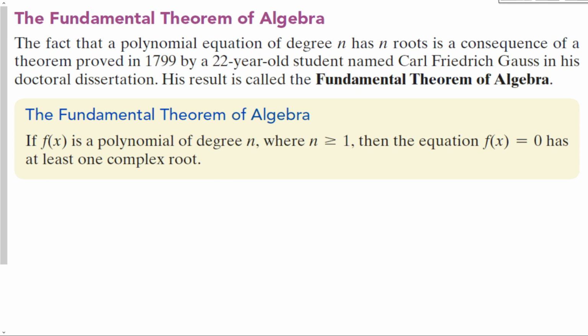The fact that a polynomial equation of degree n has n roots is a consequence of a theorem proved in 1799 by a 22-year-old math student named Carl Friedrich Gauss in his college doctoral dissertation. His result is called the fundamental theorem of algebra. So basically, the fundamental theorem of algebra says that if you have a polynomial of degree n, where n is bigger than 1, then the equation f of x has at least one complex root. So that means for every polynomial, you're going to get at least one complex root.